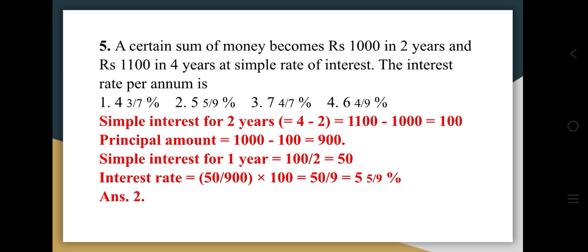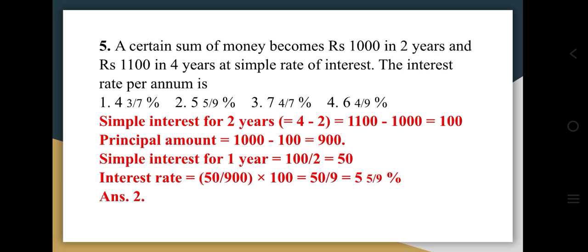A certain sum of money becomes rupees 1000 in 2 years and 1100 in 4 years at simple rate of interest. The interest rate per annum is... We are given in 2 years the amount becomes 1000, in 4 years it becomes 1100. So as in the first problem we have discussed, the principal amount plus 2 year interest is 1000. The principal amount plus 4 year interest is 1100.